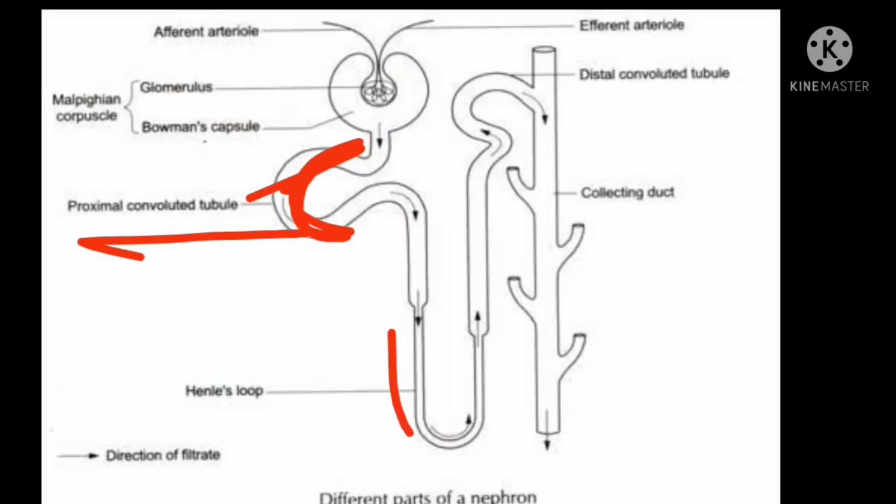Next is Henle's loop. This is the descending loop. The descending limb is permeable to water but almost impermeable to electrolytes, whereas the ascending limb is impermeable to water but allows transport of electrolytes. So when the filtrate passes through this Henle's loop, it becomes concentrated as it passes upwards.